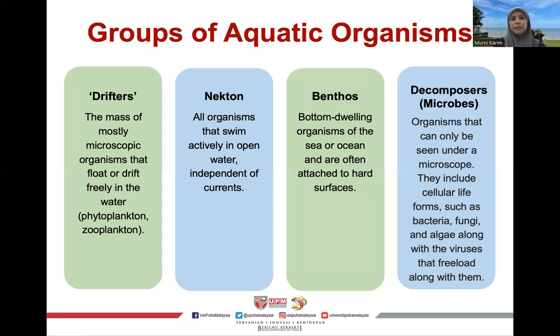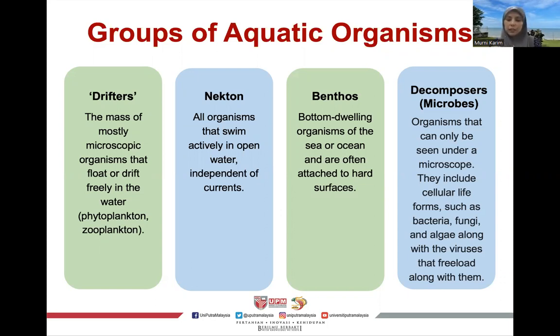And then they have nektons. Nektons are all the organisms that swim actively in open water, and they are independent, meaning that no matter what the currents are, no matter what the flow of the water is, they are always there. And then we have another important group of organisms that likes to be at the bottom of the sea, the river or the lake. So they call it the benthos. Those benthos are organisms that are always on the bottom. So they like to attach to hard surfaces.